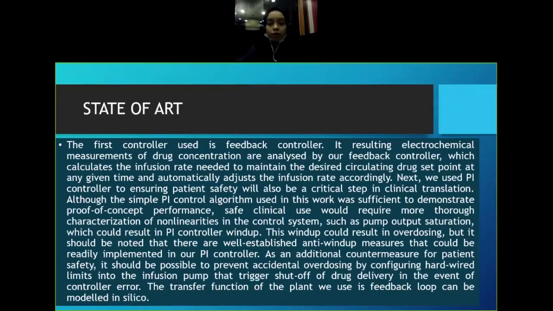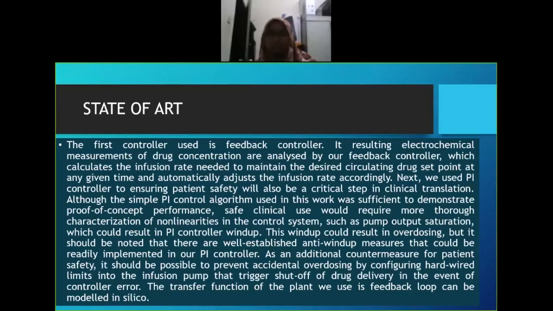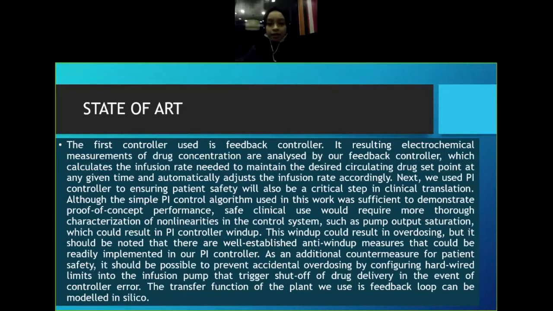Next, we use a PI controller. Ensuring patient safety will also be a critical step in clinical translation. Although the simple PI control algorithm used in this work was sufficient to demonstrate proof of concept performance, safe clinical use would require more thorough characterization of non-linearities in the control system, such as pump output saturation, which could result in PI controller windup. This windup could result in overdosing, but it should be noted that there are well-established anti-windup measures that could be readily implemented in our PI controller.